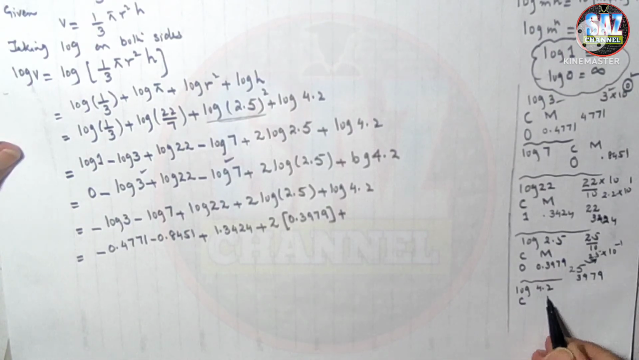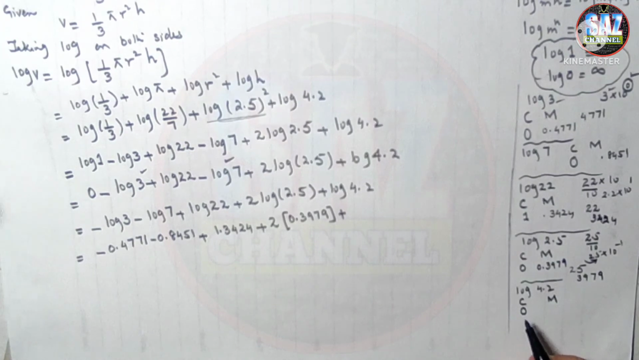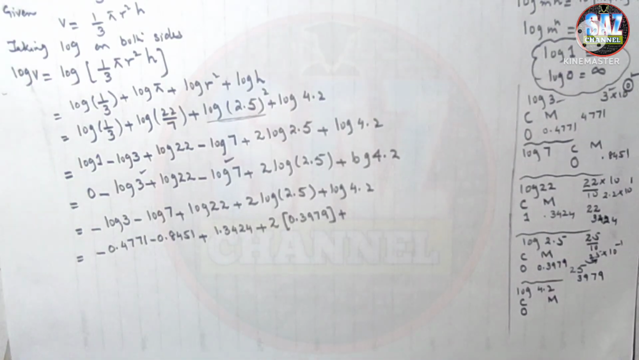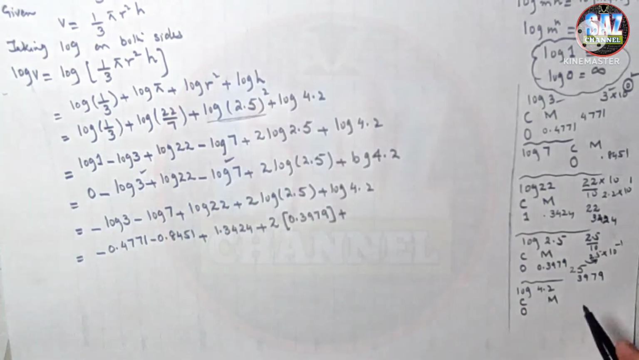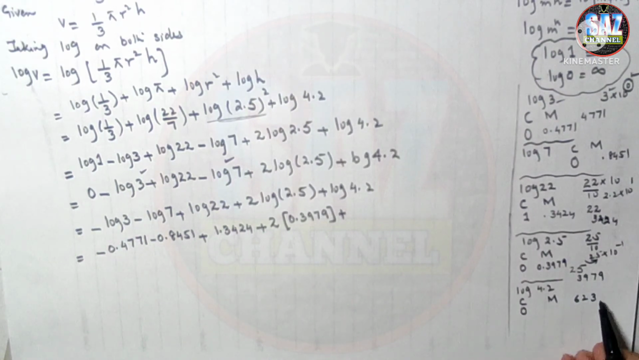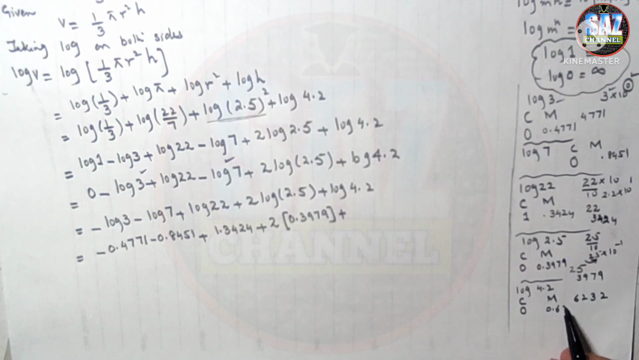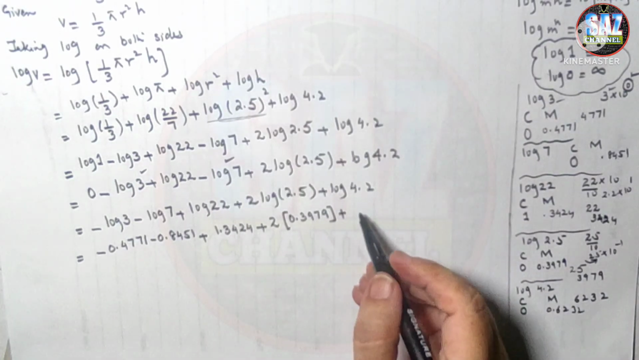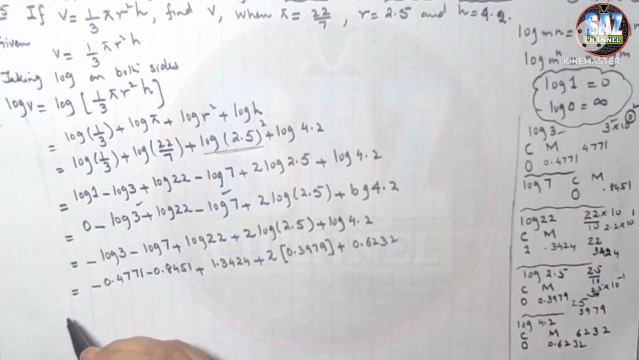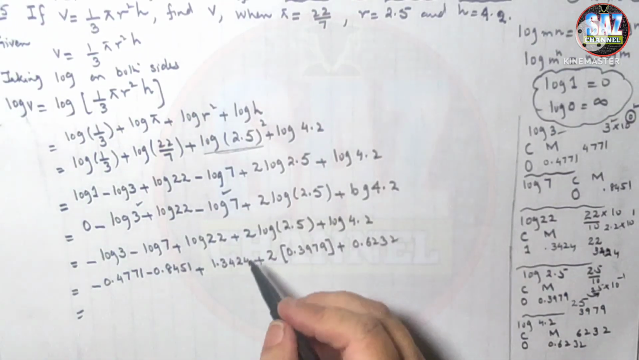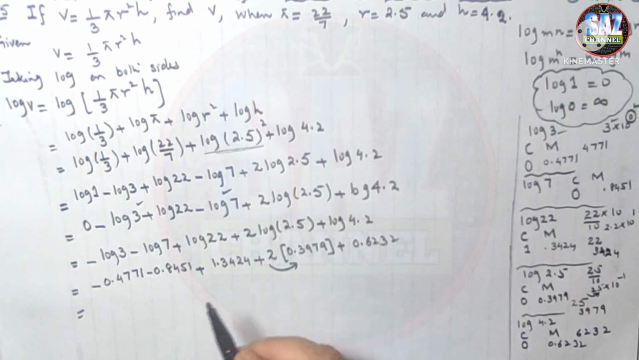4.2, again characteristic and mantissa. Characteristic is 0. And now I think we have enough practice of writing the characteristic. 42 has to be located quickly. In which column? 42 has to be located in the column of 0. This is 6232, and this will become 0.6232. Now it's time to go for the simplification if it is needed.